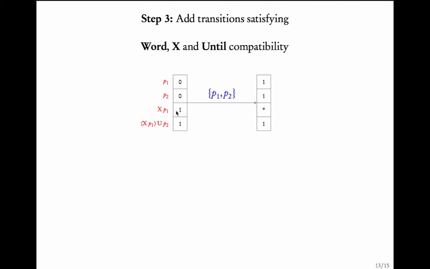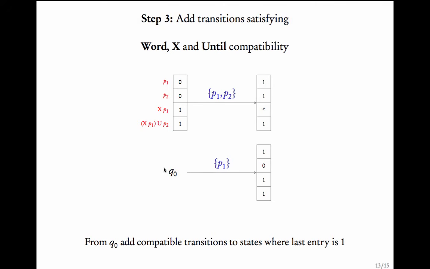This ensures that here there is XP1 and then you are reading P1, P2, that is, it contains P1, which ensures X compatibility. And here this is for the next step. So this could be any value. You could either make this 0 or 1. So on P1, P2 there are two transitions. Either you could go to 1101 or 1111. So the transitions can be added in such a way that the word X and until compatibility criteria are satisfied.